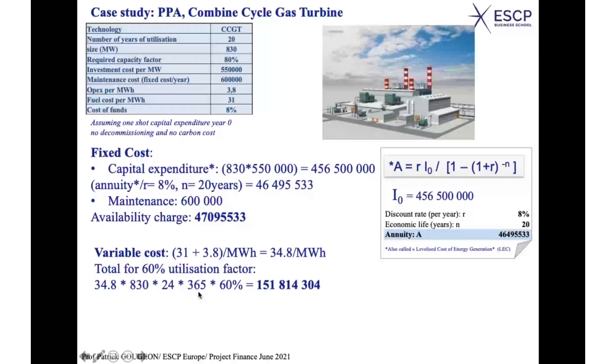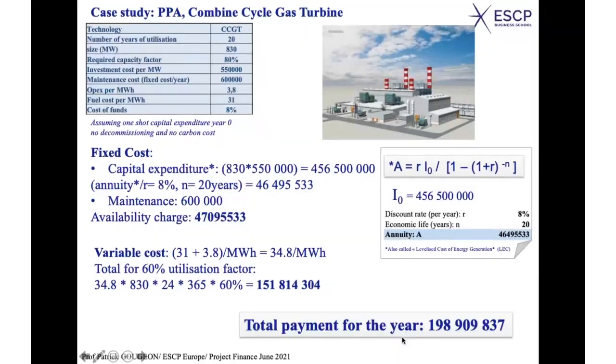So the total for 60% utilization factor would be 151 million, 84, and so on. So the total payment for the year should be close to 200 million, including both the availability charge as well as the cover of the variable cost. And you see that this cost depends to a certain extent on the rate you use for the annuity.